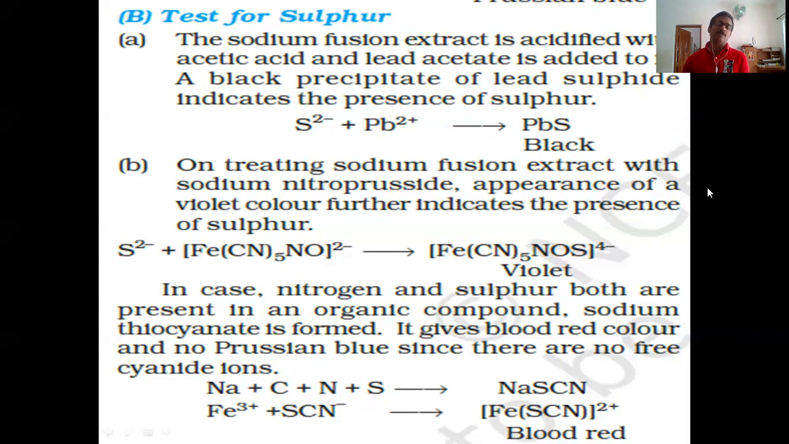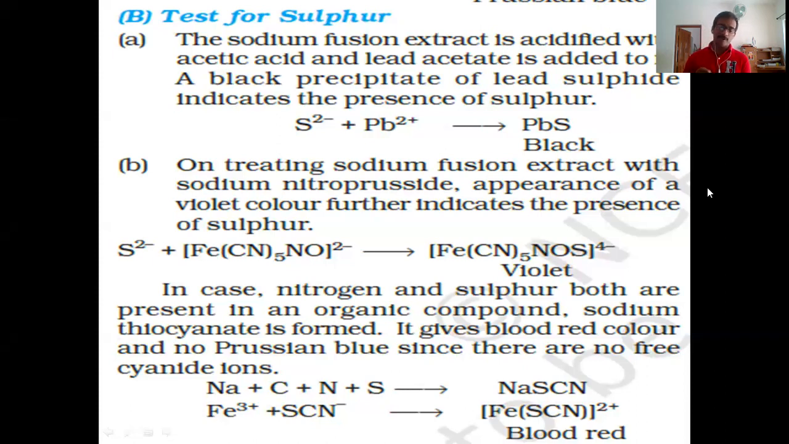Or we can use another reagent to test for the presence of sulfur. That is sodium nitroprusside. So the sodium fusion extract is treated with sodium nitroprusside. Appearance of a violet color indicates the presence of sulfur. Why is there a violet color? That is due to the formation of [Fe(CN)5NOS]4-, which is violet in color. What is sodium nitroprusside? Na2[Fe(CN)5NO]. That is the formula of sodium nitroprusside, and if there is sulfur, that also will enter into the coordination sphere to form [Fe(CN)5NOS]4-.